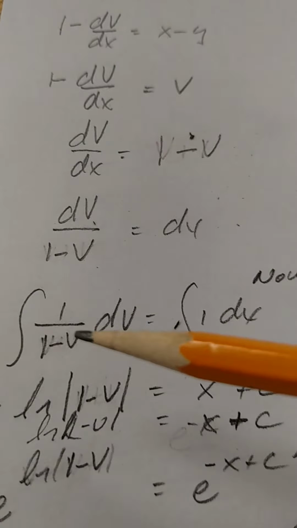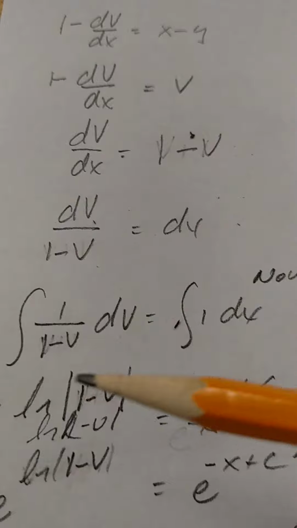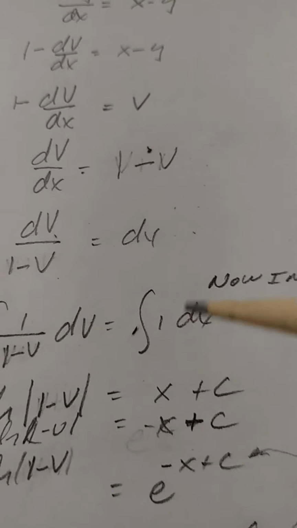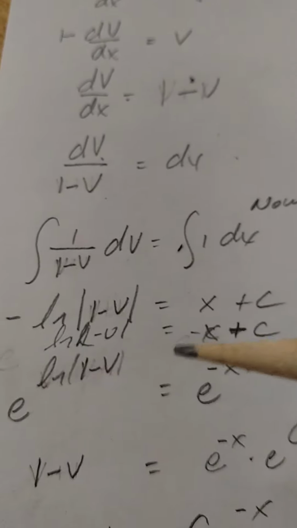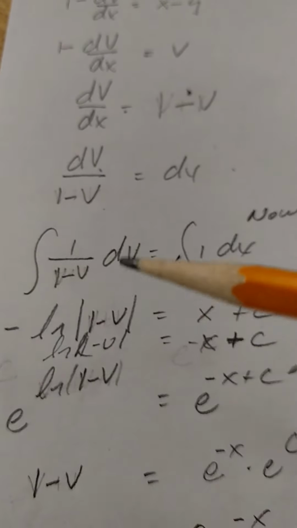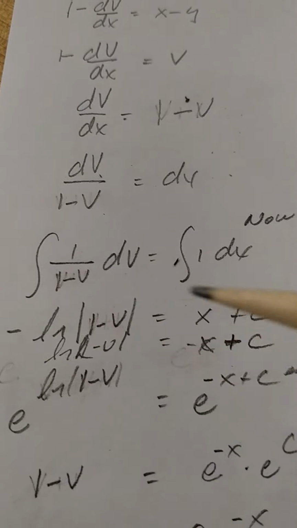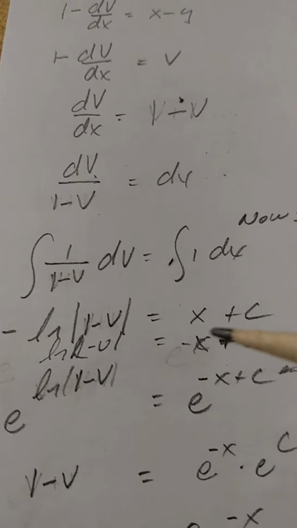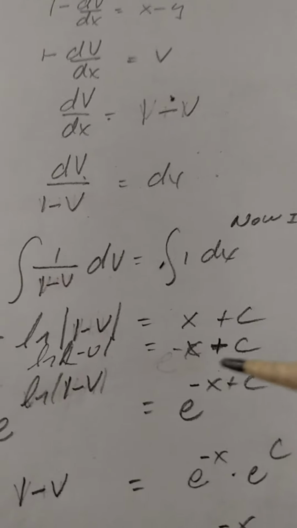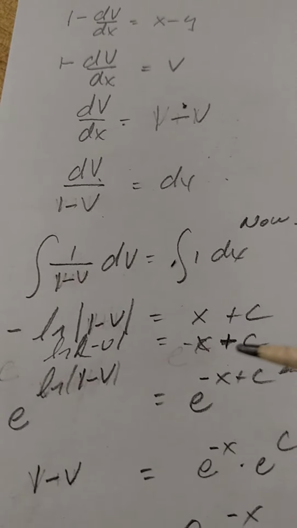So I got the integral of 1 over 1 minus v dv. That gives me ln of 1 minus v is equal to the integral, and that gives me x plus c. I integrated, and notice I have a u prime, which is that negative out here. So I bring that over here and divide. That gives me negative x minus c, which is really just another c, so that's just plus c. And that's part of that constant magic that we talked about.